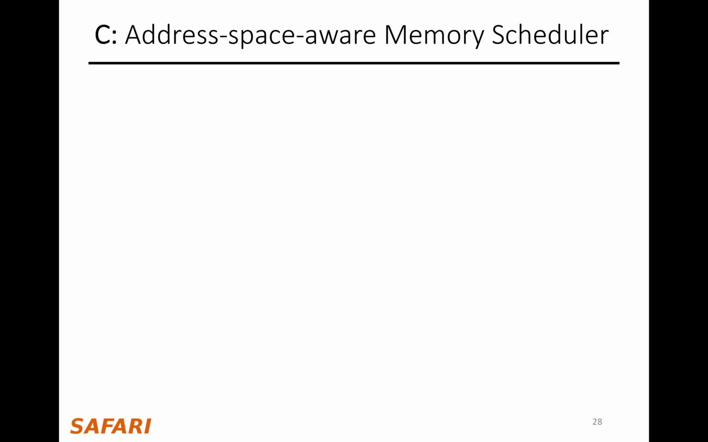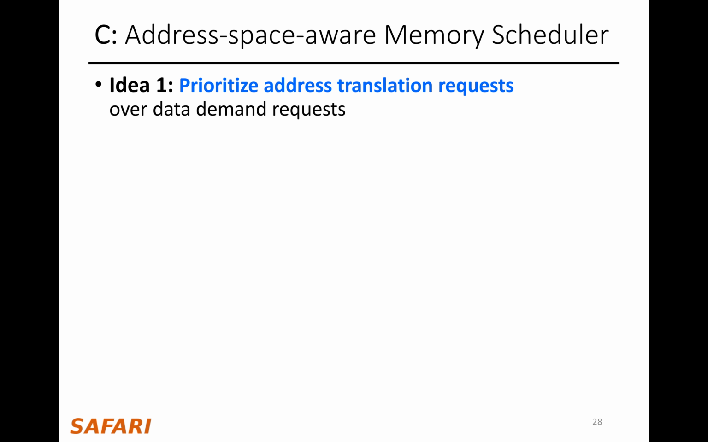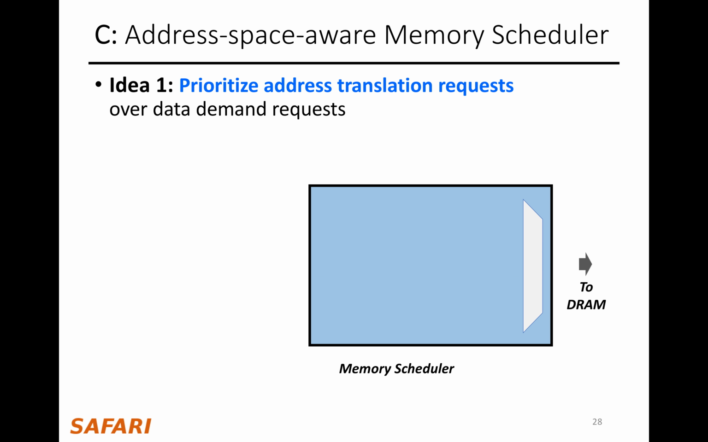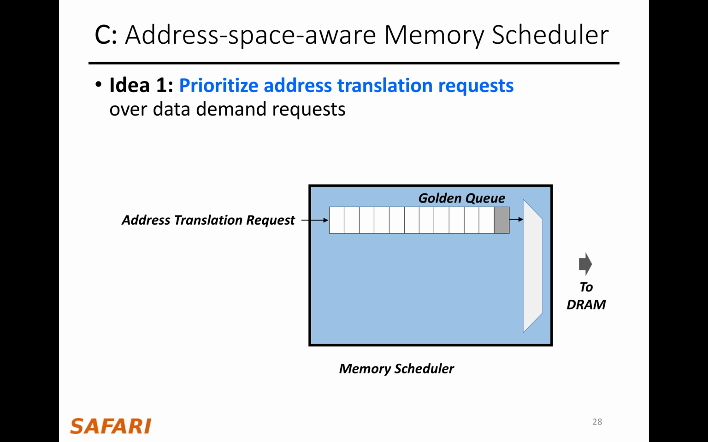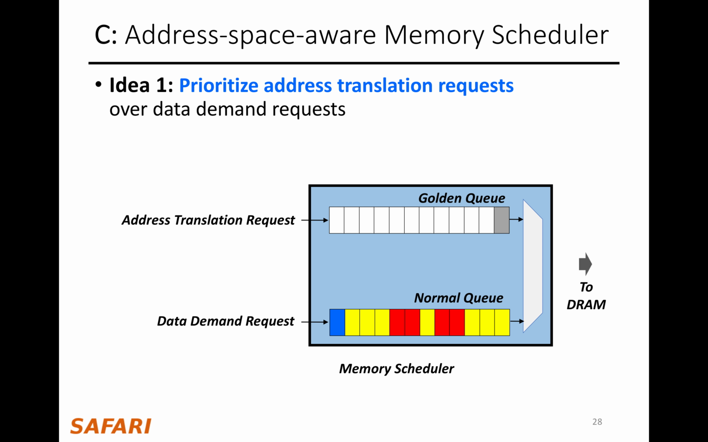And so the idea is to always prioritize address translation requests over data demand requests. This can be done cheaply by splitting the memory request buffer into two separate buffers. The first buffer is called the golden queue, which only contains address translation requests. The second buffer is called the normal queue, which contains other data demand requests.